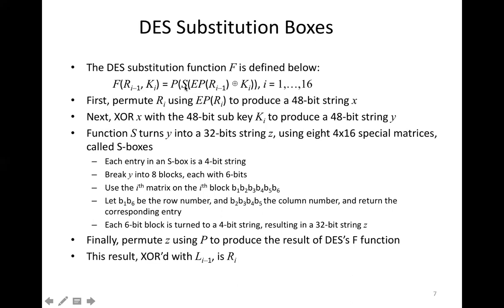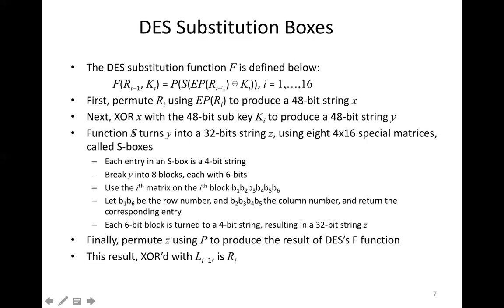Now let's look at what this substitution function S does. The input is a 48-bit string Y. That Y is equal to EP of R sub I minus 1 exclusive OR K sub I. So that's string Y, and that's 48 bits. So you apply S to Y, and we want it to produce a 32-bit string. Let's call it Z.